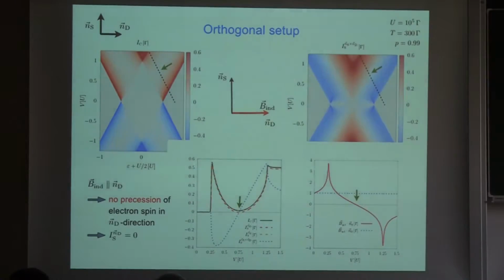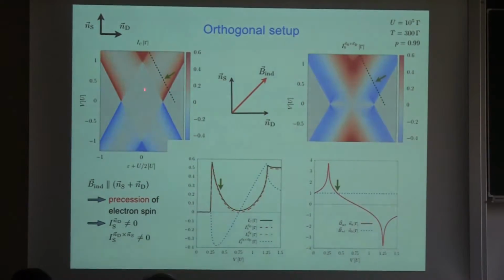So the spin comes in from the source. It's perpendicular to this induced magnetic field. And, well, then there is precession, but no component of the electron spin will be generated in the direction of N_D. So in particular, the spin current in this N_D direction is 0, and that's exactly what you see here.